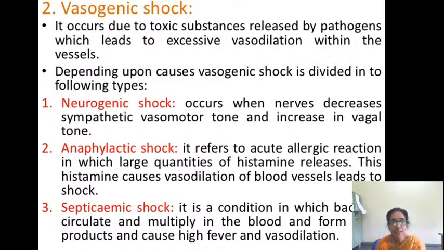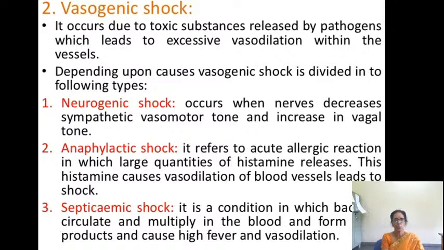So what will happen when there is excessive vasodilatation? Your capacitance vessels will hold a lot of blood, so the blood coming to the heart has decreased. So your cardiac output is decreased, but the blood volume is normal here. Blood volume is normal, but it is all accumulating in your capacitance vessels. So blood reaching your heart is less, and your cardiac output is reduced. Depending upon causes, vasogenic shock is further divided into the following.